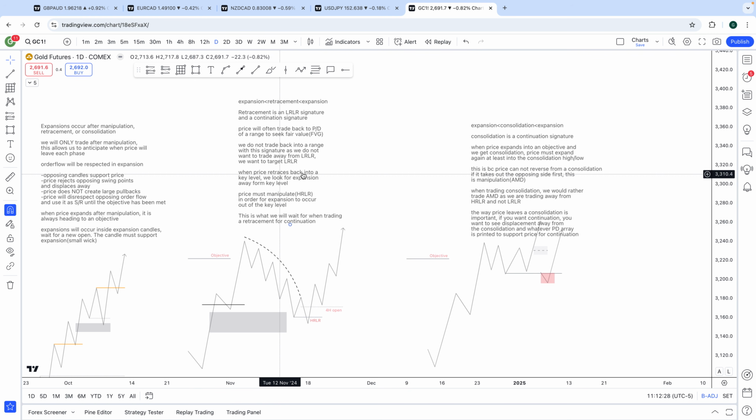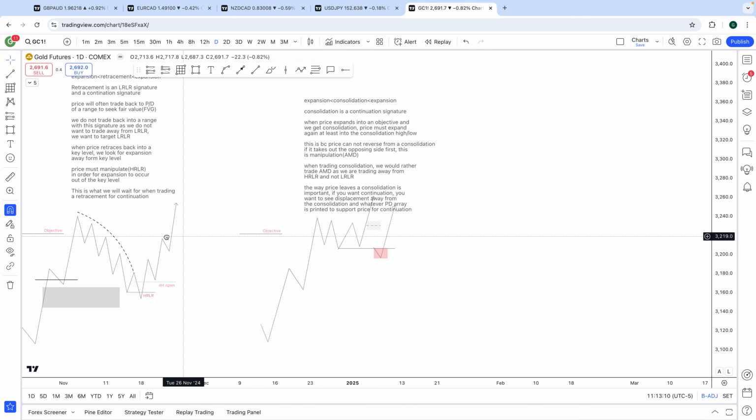When price retraces back into a key level, we look for expansion away from the key level. So internal range liquidity: price must manipulate, create high resistance liquidity in order for expansion to occur out of the key level. So if you ever want to trade retracement into expansion, internal range to external range, we must manipulate, and we want to have that expansion candle on our side, because we expand after manipulation. But again, we'll get into that later. This is what we will wait for when trading a retracement for continuation. We're going to wait for this manipulation to occur out of this key level.